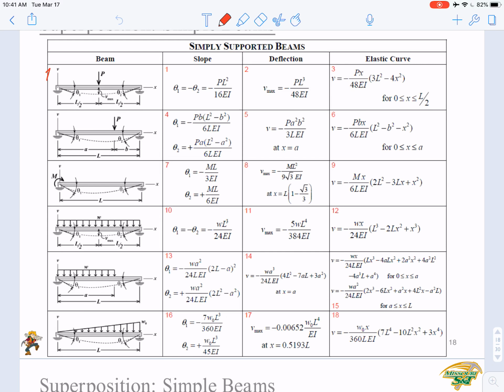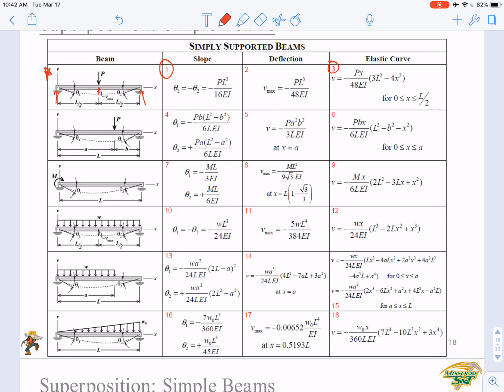In this first case, when you have a simply supported beam loaded with a concentrated load P at the middle span, you can use equation 1 to determine the slope at the left support and the right support. Of course, at the left support, the slope is a negative angle, and at the right-hand side, support 2, the slope is a positive angle. And the maximum deflection appears at the middle span here, right? So you have the maximum deflection, and the overall elastic curve is expressed by equation number 3.